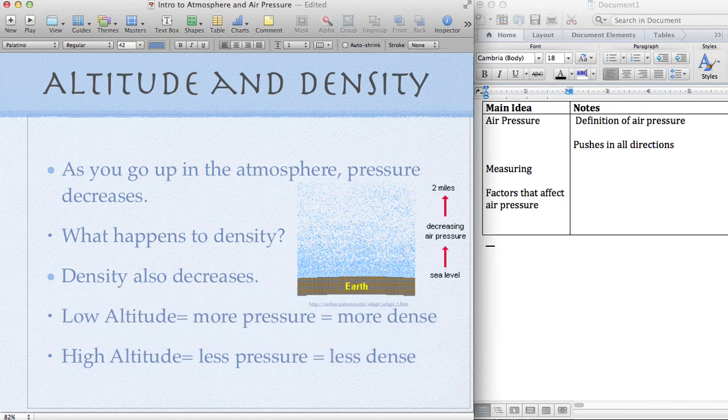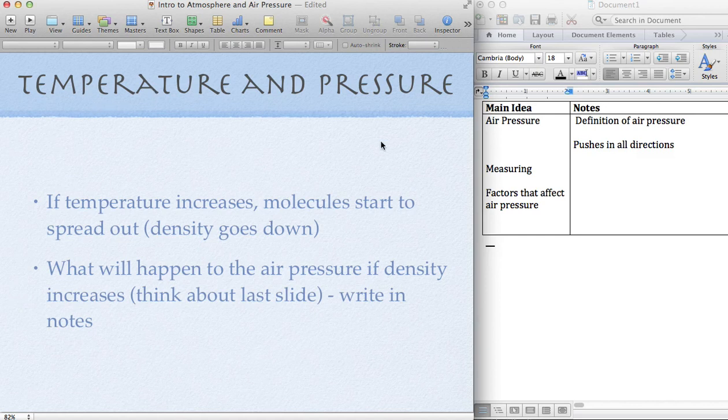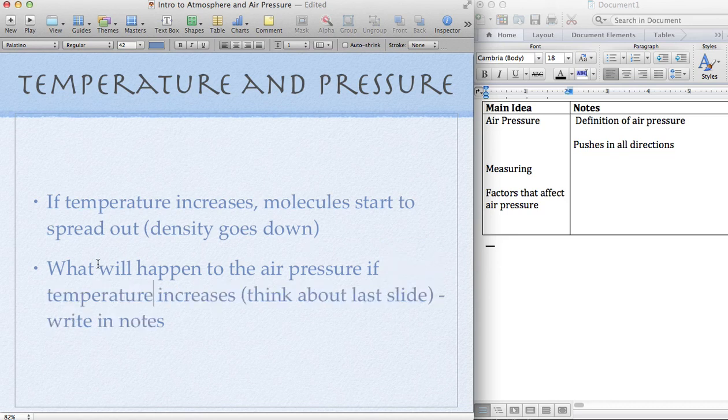Now we're going to leave off today with a little bit of a challenge that we'll look at in class tomorrow, and that's looking at temperature and pressure. I will tell you that if temperature increases, the air molecules start to spread out, so their density goes down. And what I want you to do is write in your notes what you think will happen to the air pressure if temperature increases. Think about our last slide, and write your answer in the notes.